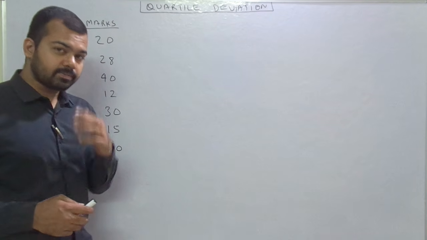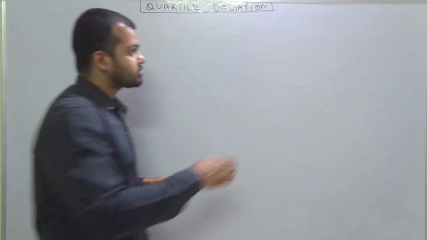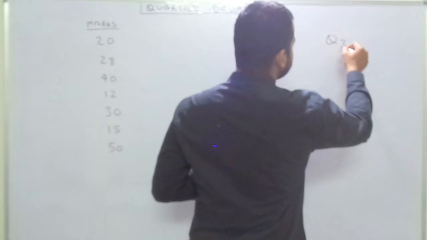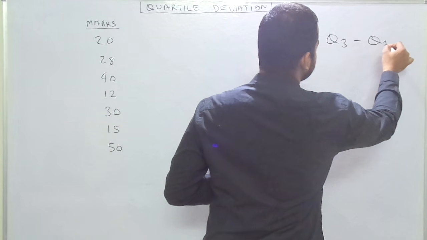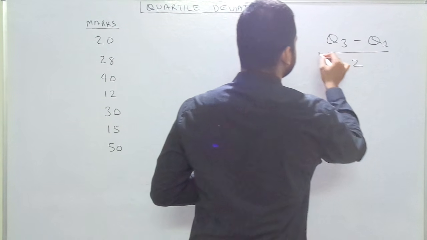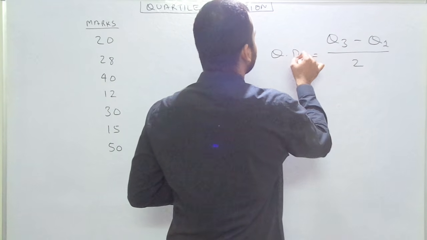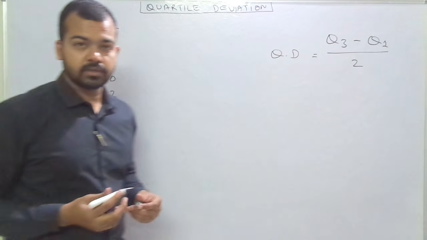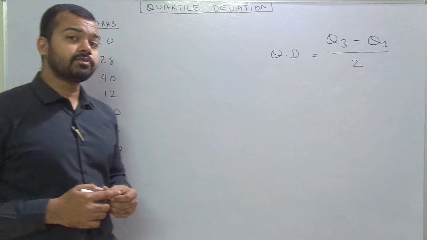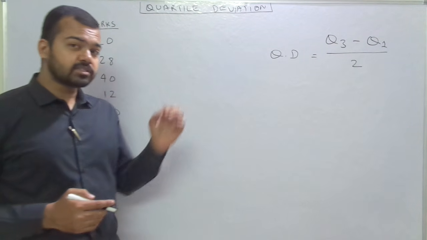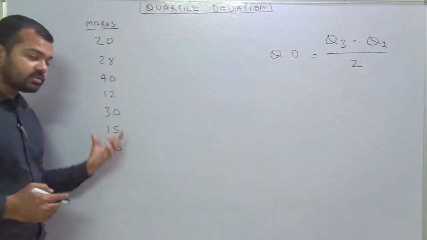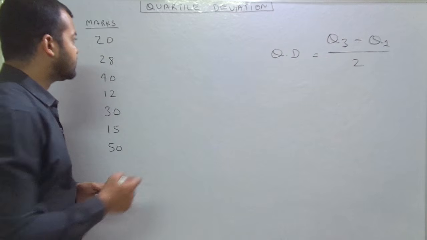So the first step, we will write the formula. The formula is Q3 minus Q1 divided by 2. Here quartile deviation means QD. Now, for example, the first step is to arrange this individual series in ascending order.